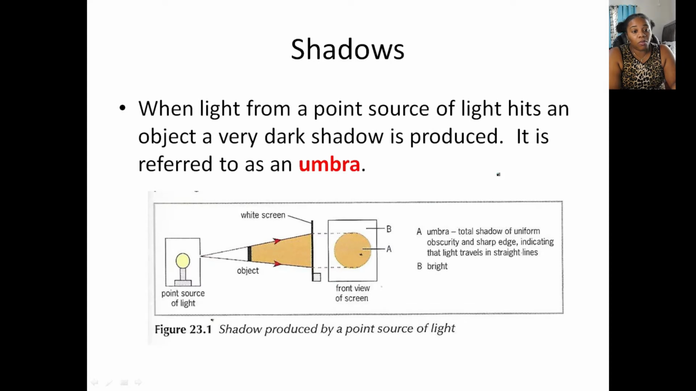When light from a point source of light hits an object, a very dark shadow is produced. It is referred to as an umbra. And here you have it. A small little hole hitting on some sort of object, and then you have this very dark shadow.